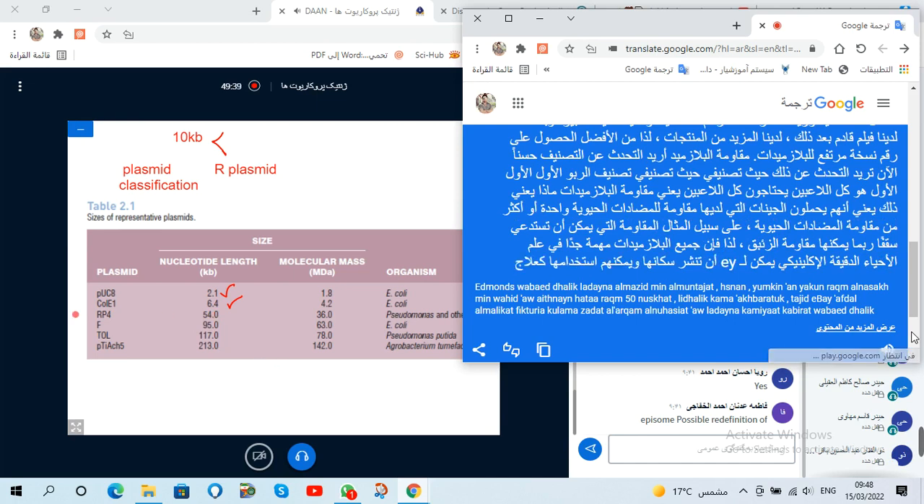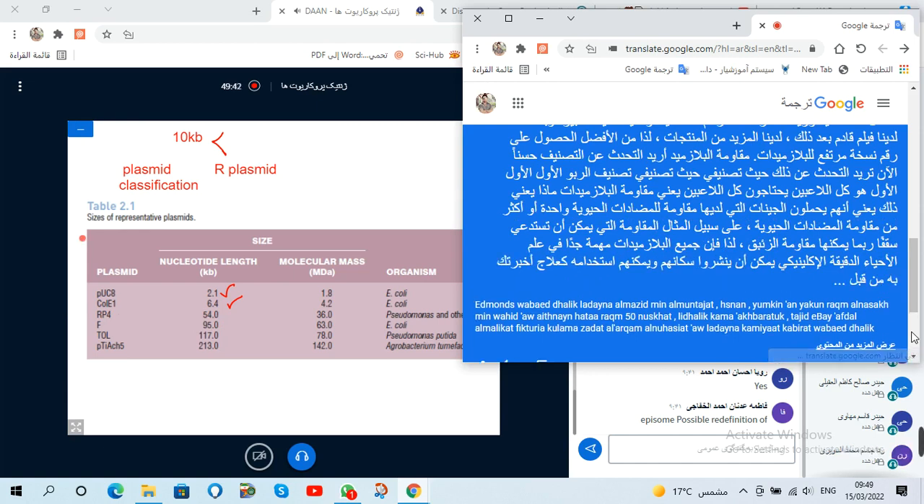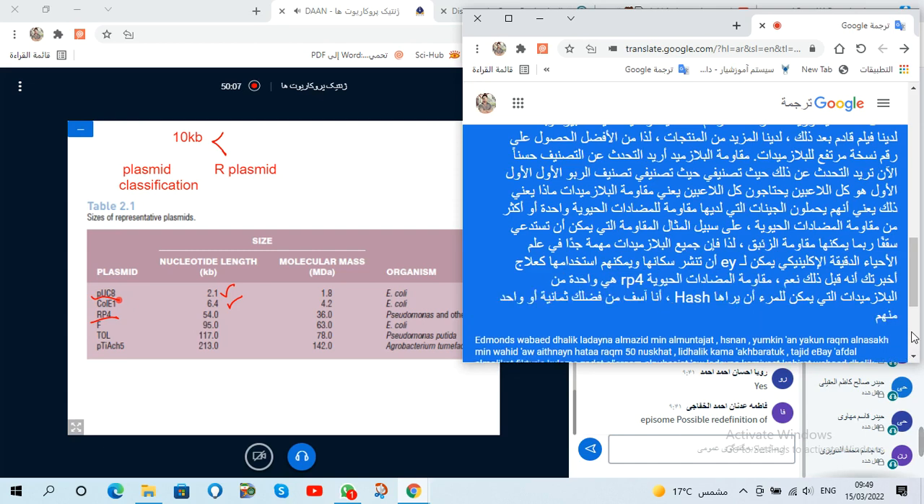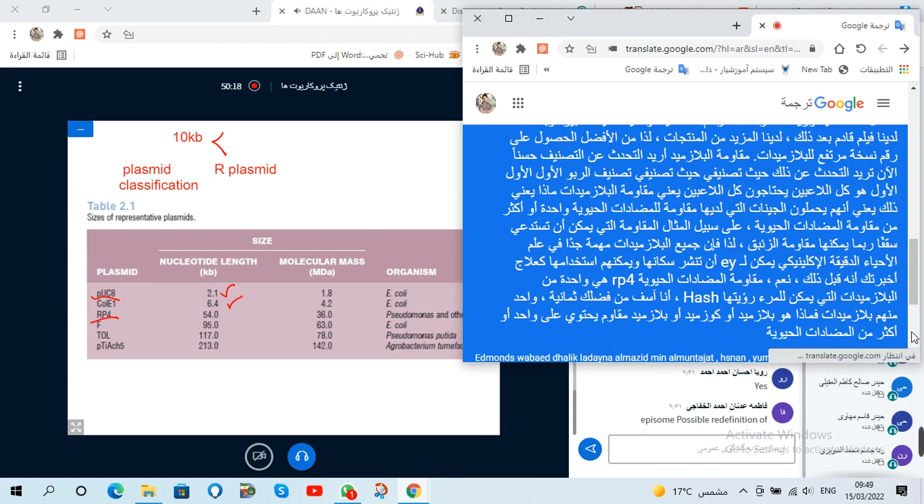I told you RP4, here it is. RP4 is one of the R plasmids. Which one? pUC19, I'm sorry, pUC8. pUC8 is one of the R plasmids. So what is an R plasmid? R plasmids are resistance plasmids which have one or more antibiotic resistance genes. Is it clear?